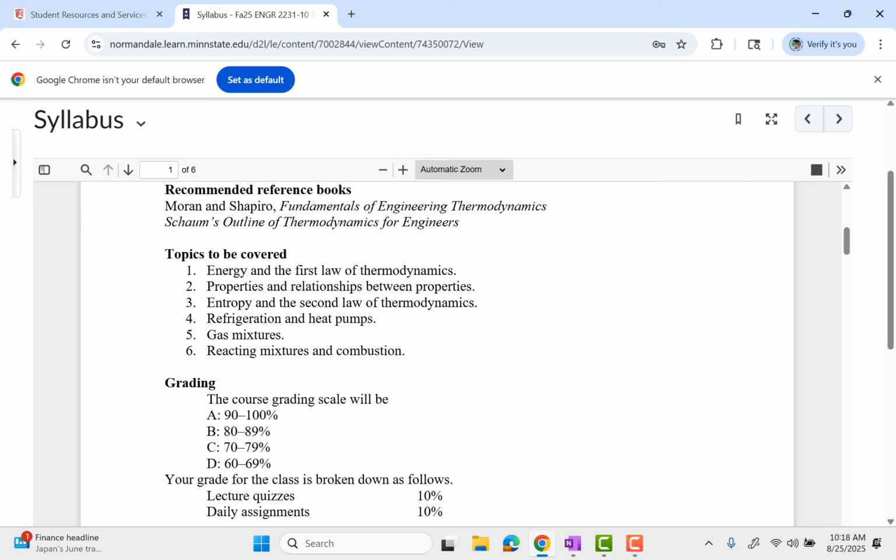So, okay, this one, Moran and Shapiro, that's an expensive full textbook. Schaum's outlines, if you haven't seen those before, those are always a really nice thing. Just about every science and engineering class you'll take, there's a Schaum's outline available that covers that material. And it's a paperback book that only costs $25 or something. And it has a ton of problems in it with worked solutions.